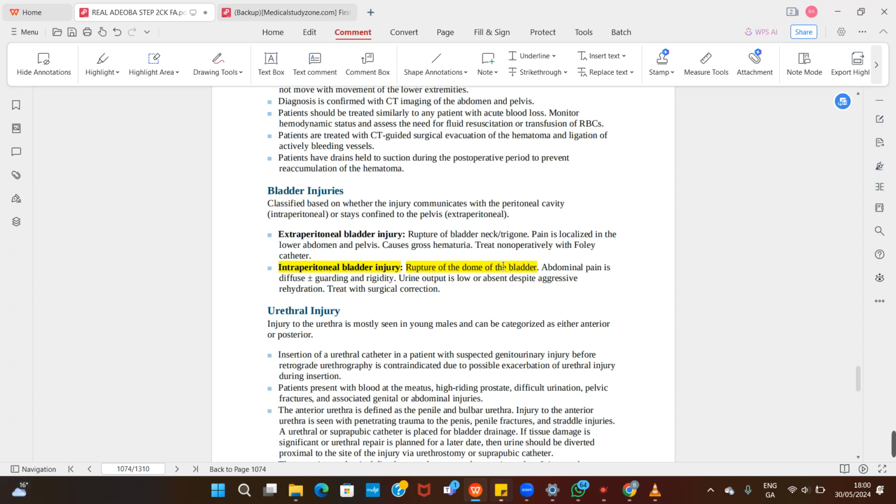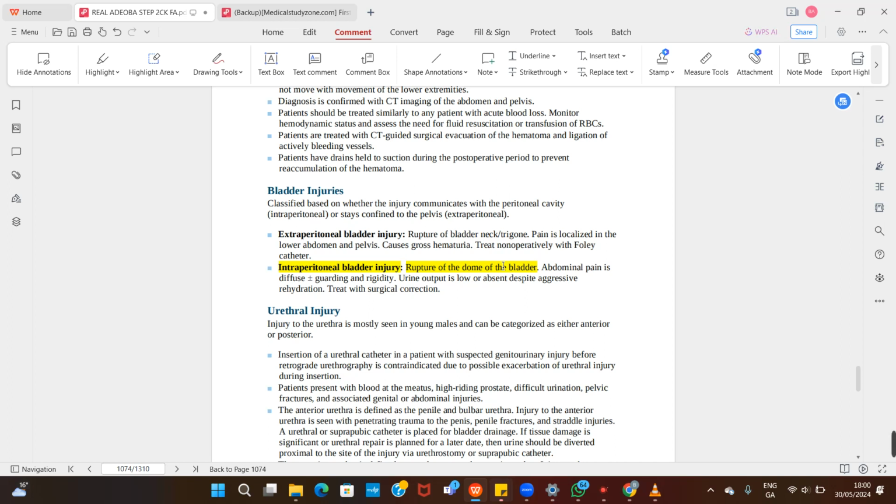When the dome of the bladder ruptures, there's extravasation of urine into the peritoneum, because don't forget the dome of the bladder is covered by the peritoneum. So that means that urine can easily escape into the peritoneum. Urine is going to be absorbed by the peritoneum, and from there, urine content will get into the blood, right? So the patient is going to present with elevated blood urea nitrogen levels, right? And you notice that there's going to be low urine output despite aggressive resuscitation and rehydration.